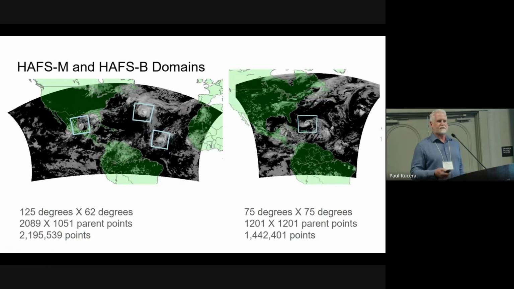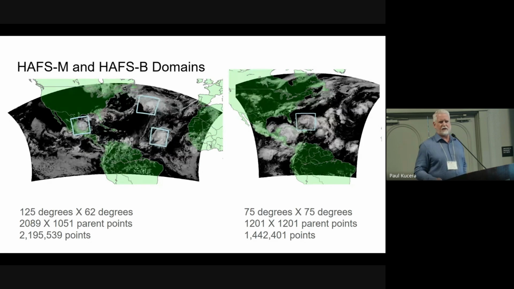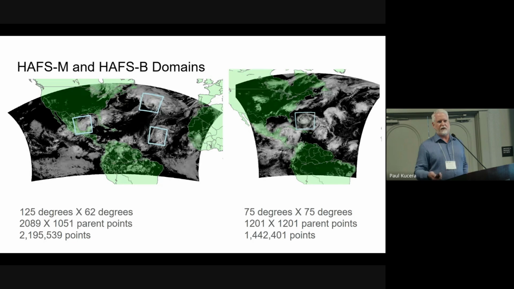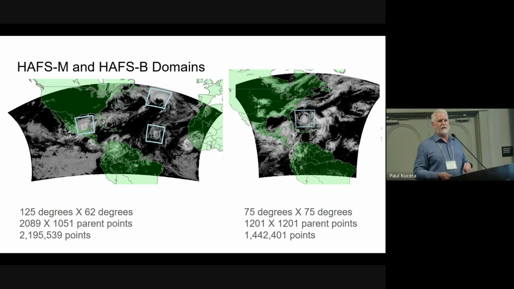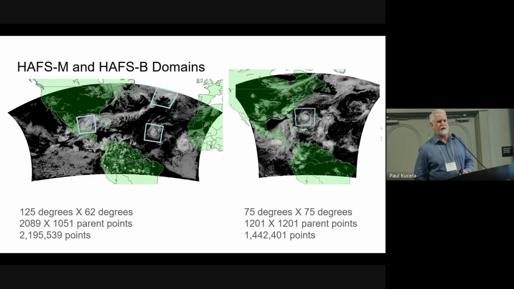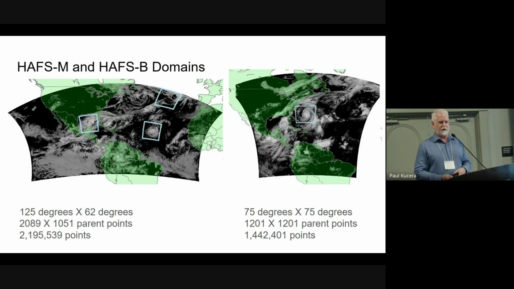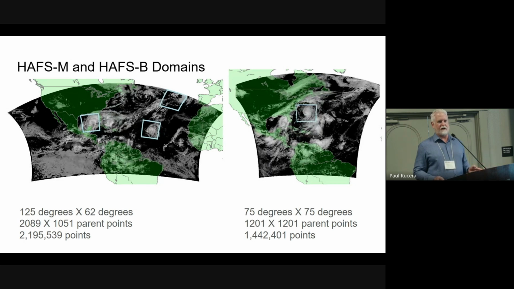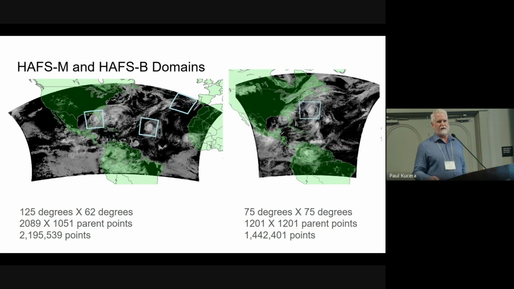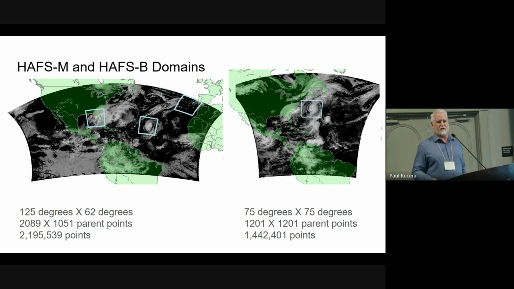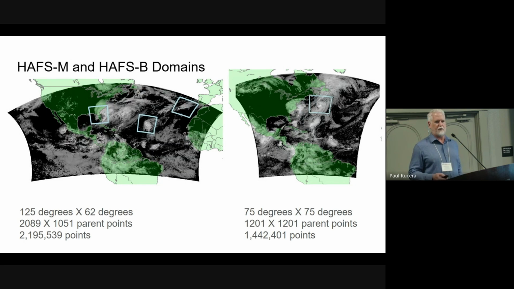So just a little more detail here. These are approximately the same size of the scale. On the left is the basin scale, which is a little bit over 2 million points, about 2,000 by 1,000. These are both at 6 kilometer resolution. Then on the right is the HAFS-B configuration, the 75 by 75 storm center. It's about 1.4 million points.